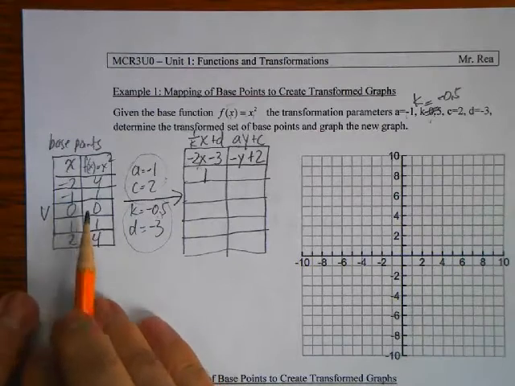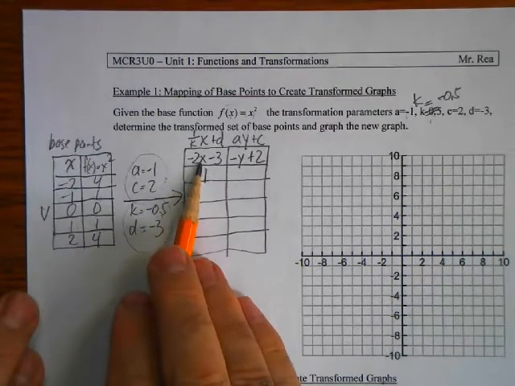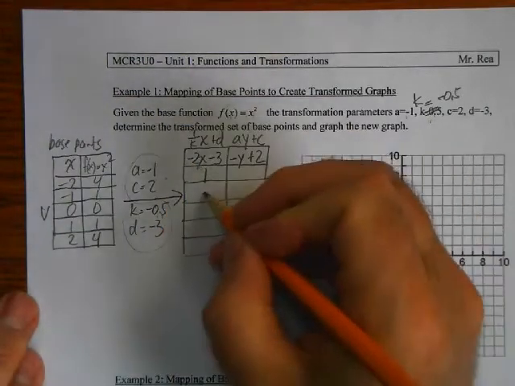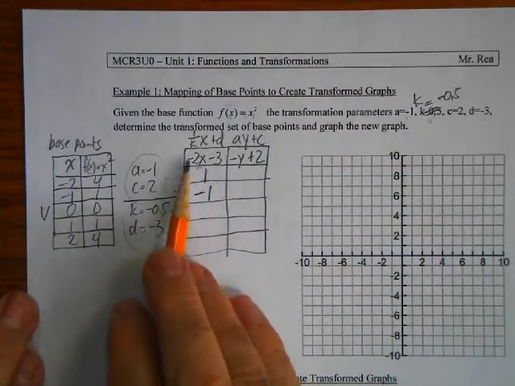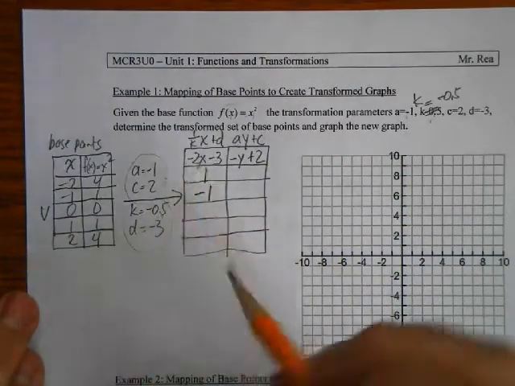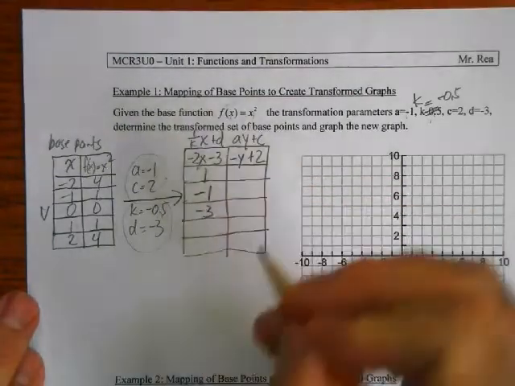And then I plug in negative 1 where the x is. So negative 2 times negative 1, that's 2. 2 minus 3, that's negative 1. Do the same thing with 0. Well, anything times 0 is 0. Then subtract 3, I get negative 3.